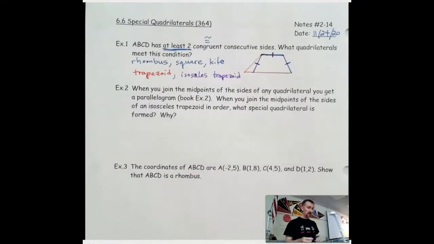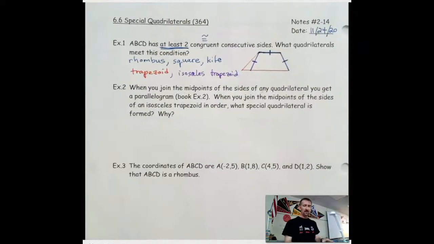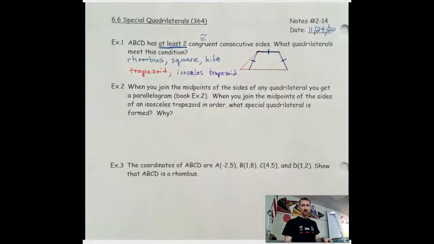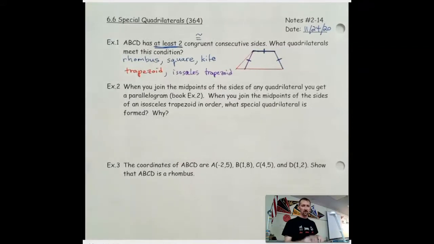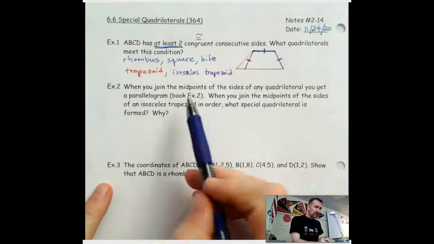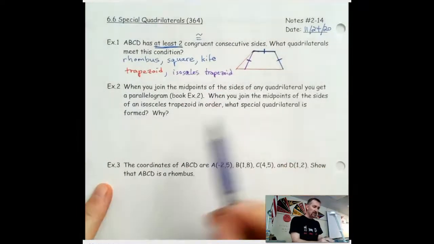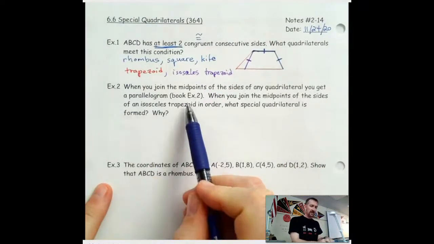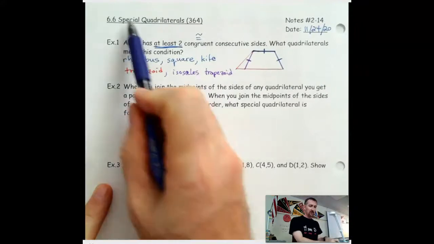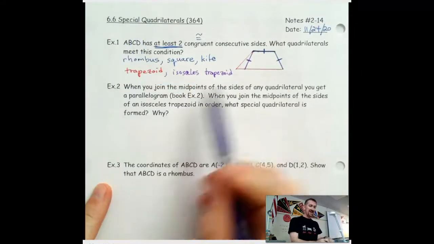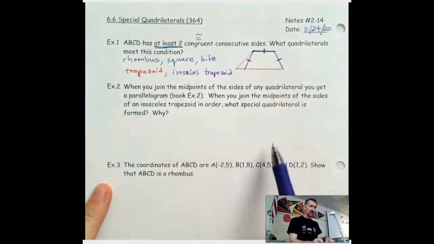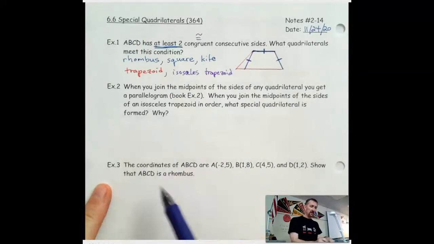Okay. If this lesson gives you a hard time, it's not that big of a deal. So don't stress about it too much. Just try to get through these notes and see what you can come up with. So when you join the midpoints of the sides of any quadrilateral, you get a parallelogram. That's in our book, example 2 in this section. So any quadrilateral, if you connect the midpoints, you get a parallelogram.